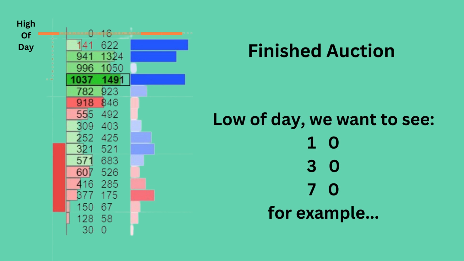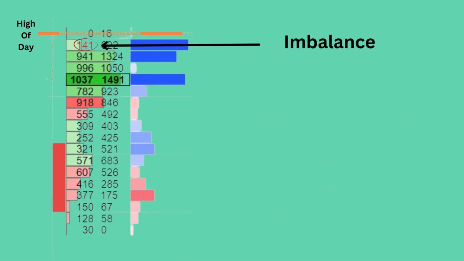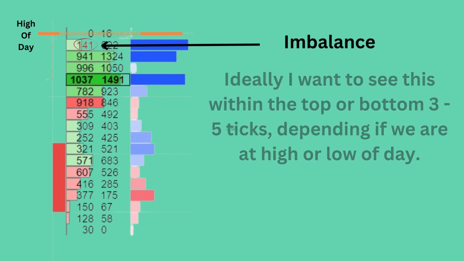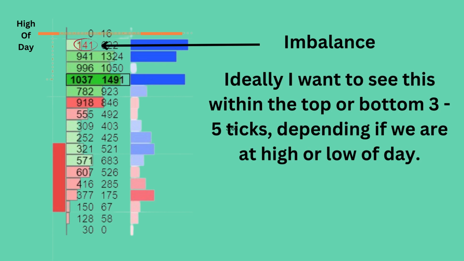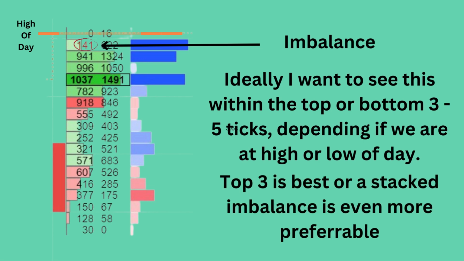The second thing you should already understand, as we've covered it before, which is the imbalance. I like to see an imbalance near the high or low of day, within a few ticks preferably of that high or low. This shows me that there is good interest in moving the market away from that respective high or low.